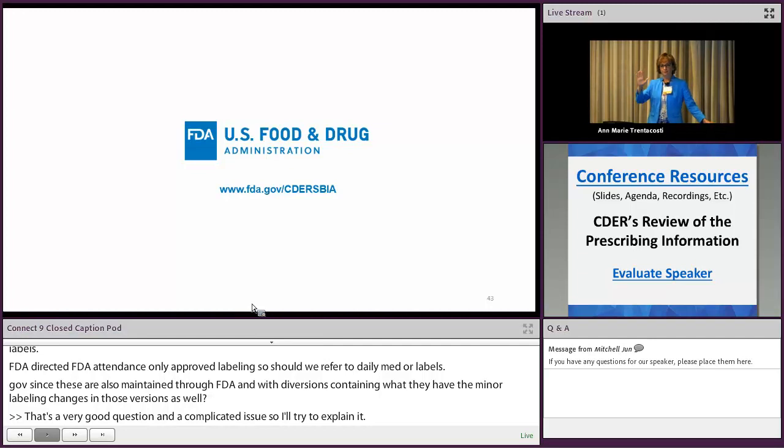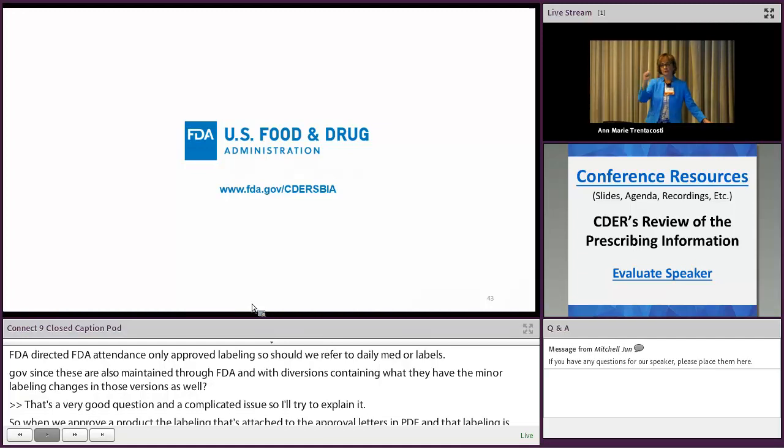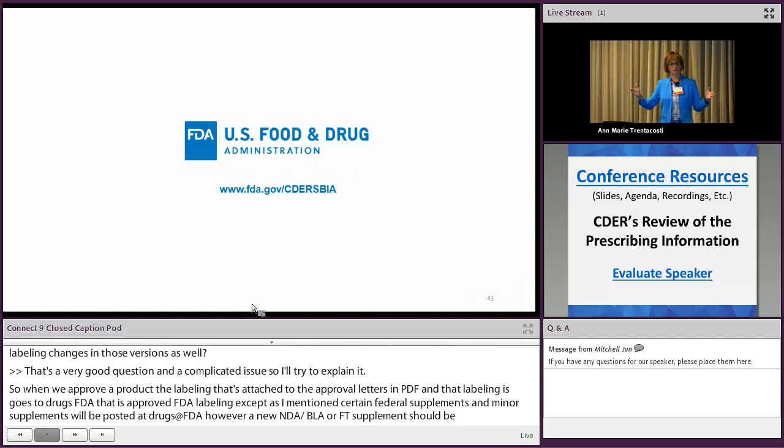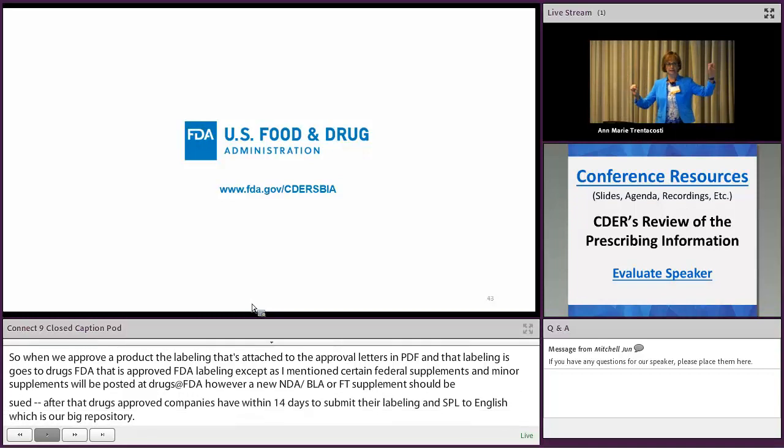After that drug is approved, companies have within 14 days to submit their labeling in SPL to eList, which is our big repository. Generally, within 24 hours that labeling is submitted to eList, it is populated to these websites, DailyMed and labels.fda.gov. So we are not reviewing that labeling. It's going right from the repository directly to being posted.